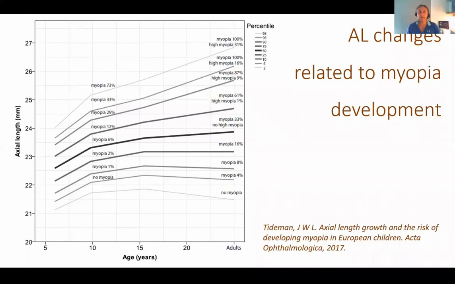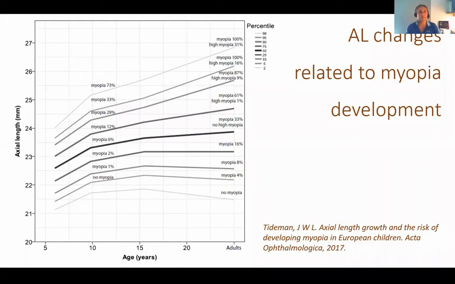And the chance to reach high myopia will be between 1 to 9%. So you are able to tell the parents, okay, your child is there, and the normal myopia curve will be here. So you are above the line, and the chance that your child becomes myopic will be very high. So it's the moment to start to follow this.